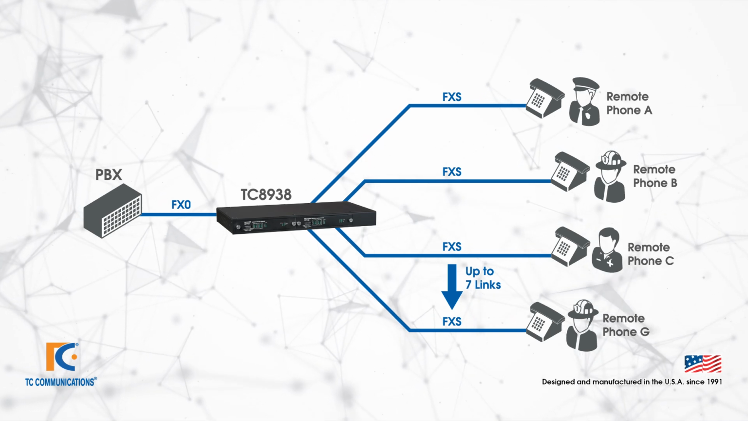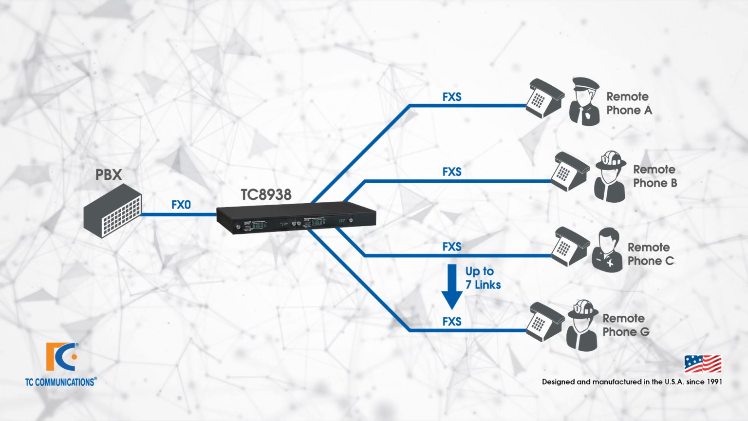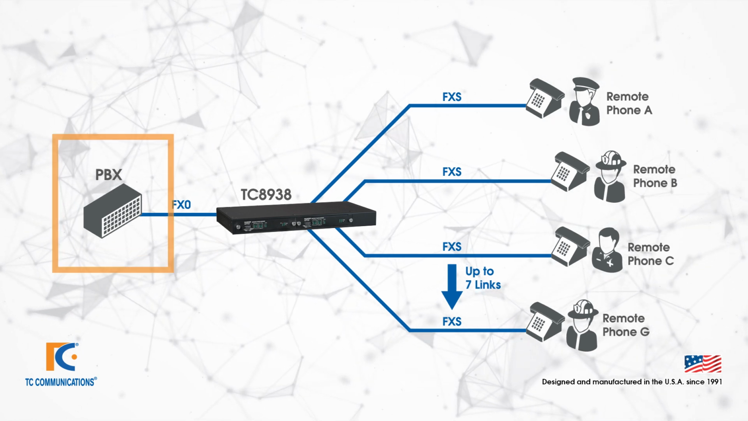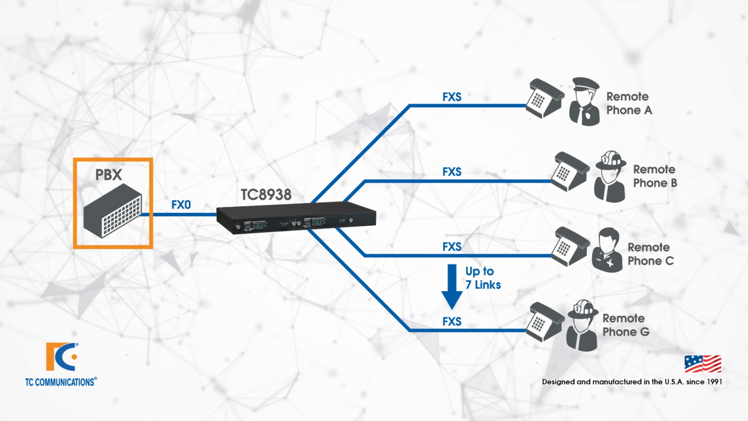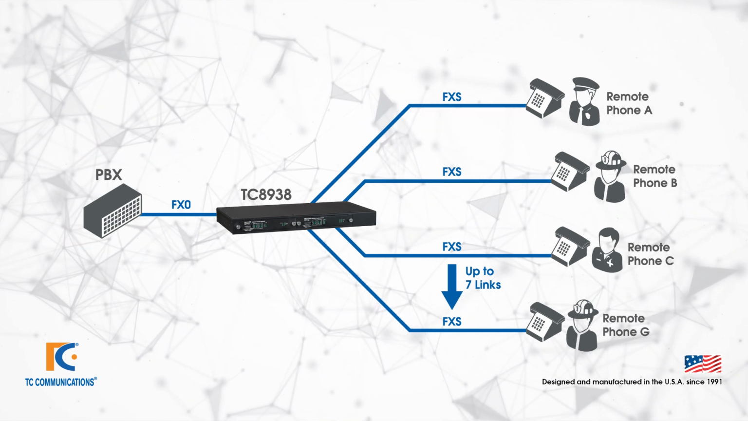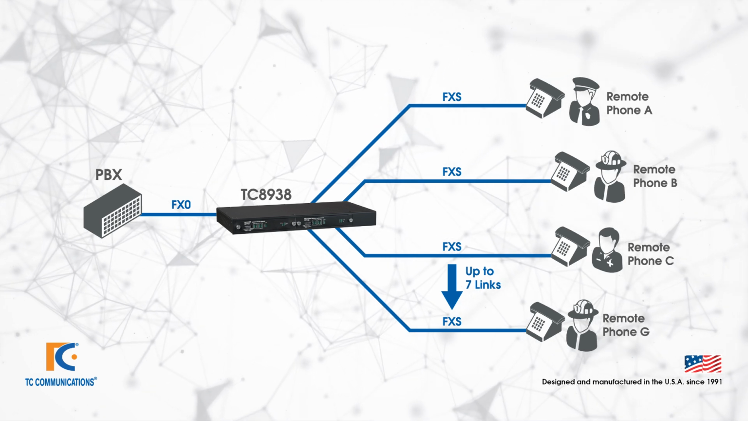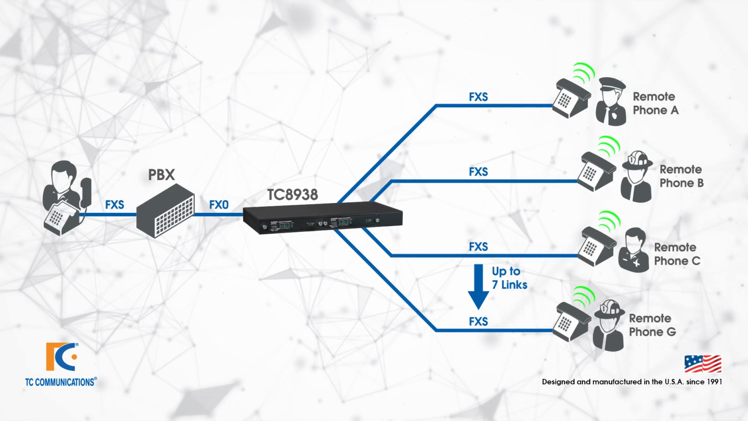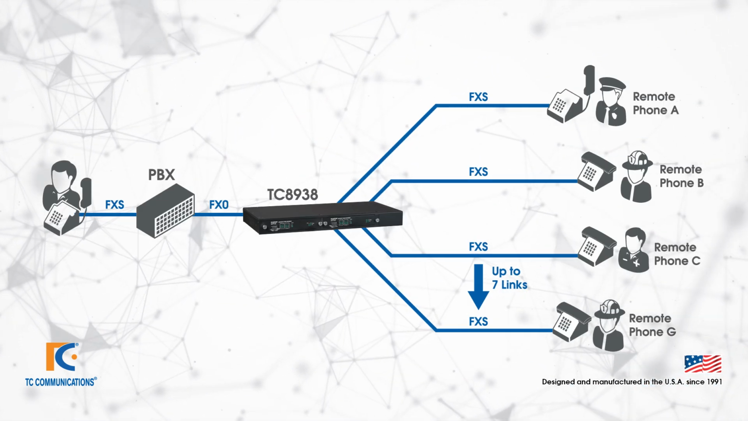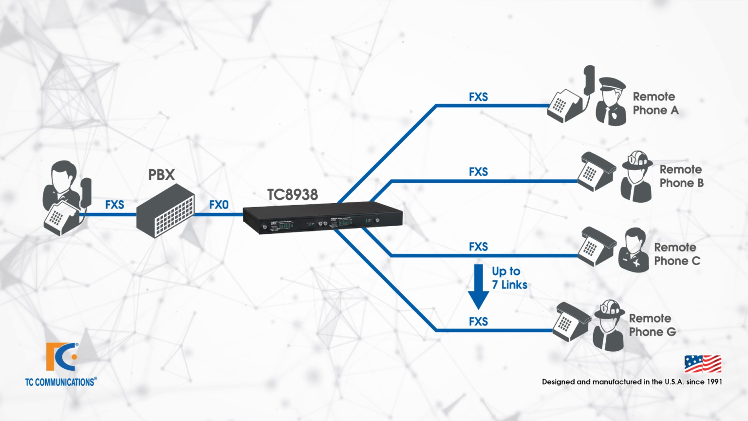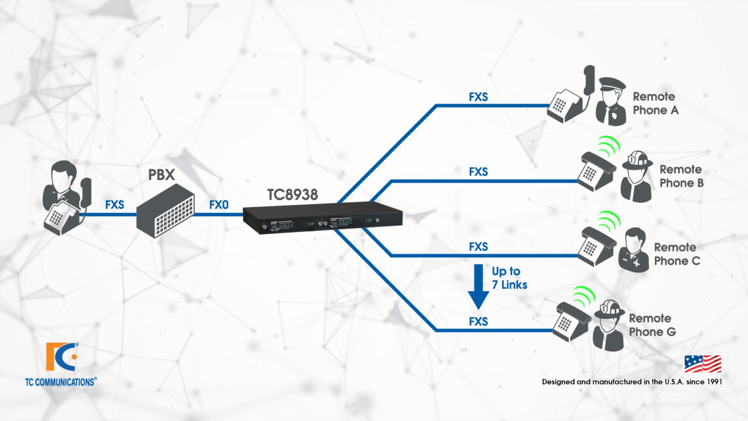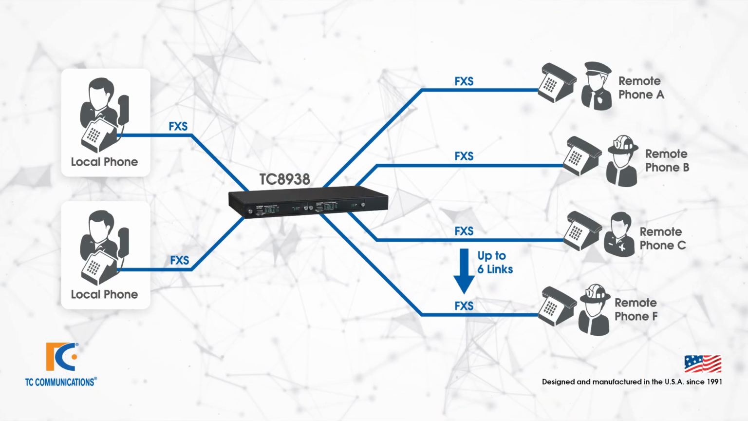The TC8938 is also available with an FXO port replacing the master FXS port. This allows a PBX extension or other phone line to be connected to the TC8938. The operation is exactly the same as before. Calling the PBX extension will cause all phones to ring until one is answered, establishing a conversation with the master, or the other locations can continue to ring, allowing them to join the conversation.